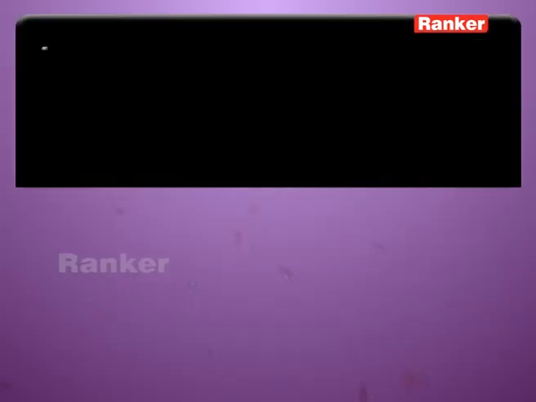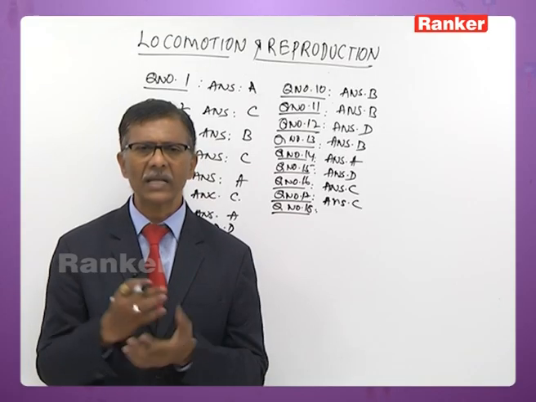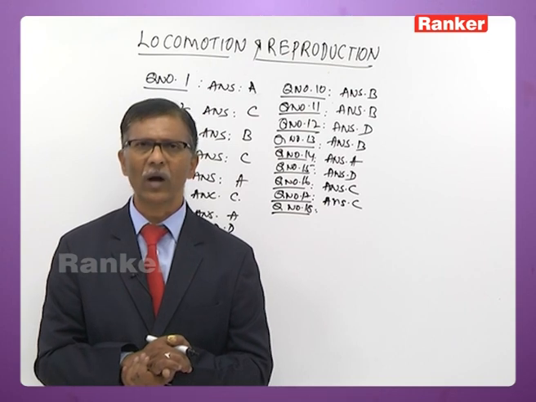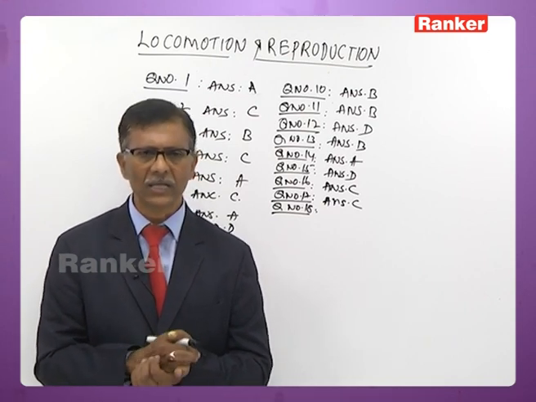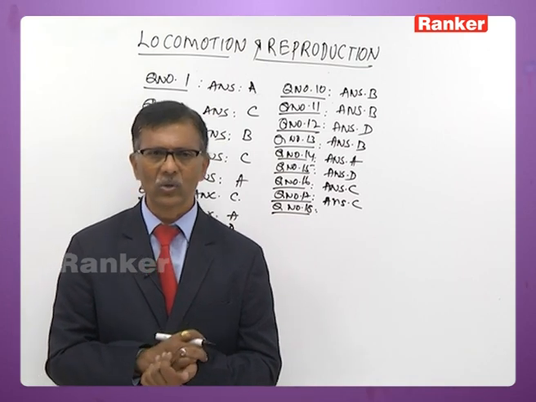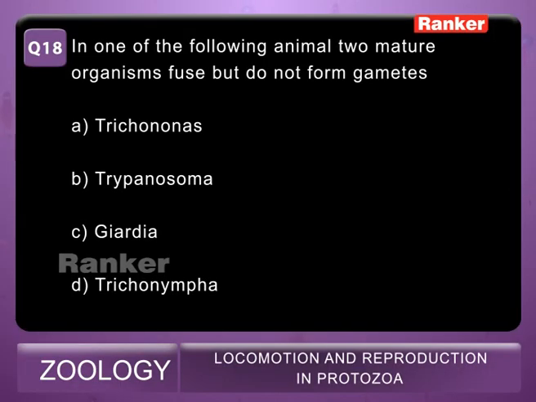Now question number 18, in one of the following animals, two mature organisms fuse but do not form gametes. Options are A. Trichomonas, B. Trypanosoma, C. Giardia, D. Trichonympha. When the two organisms come together, they fuse without forming gametes, it is called cytogamy. So cytogamy among these options is noticed in Trichonympha. So among these options, the correct answer is D. Trichonympha. So for question number 18, the correct answer is D.